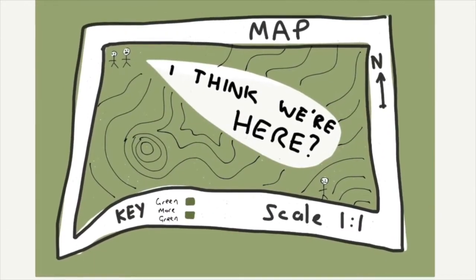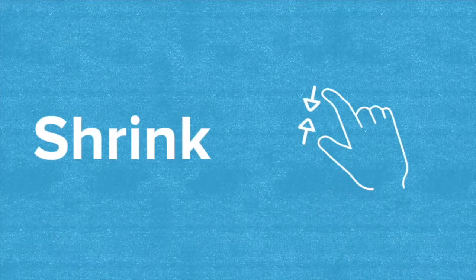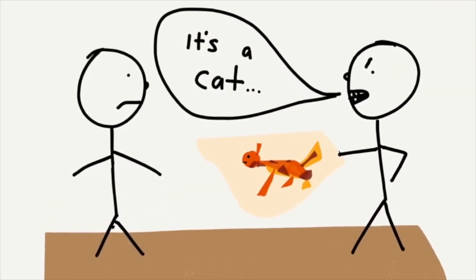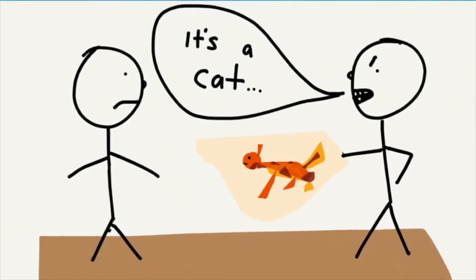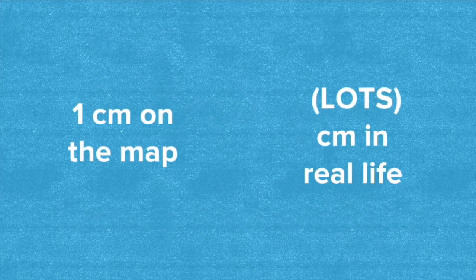Well, if we didn't have scale, then our maps would be absolutely massive. And so we shrink them all down to a more manageable size. But as our childhoods can attest to, shrinking things down to size can be a little difficult. And so scale helps keep things in proportion. And it usually looks something like this: 1 centimetre on the map equals lots and lots and lots of centimetres in real life.